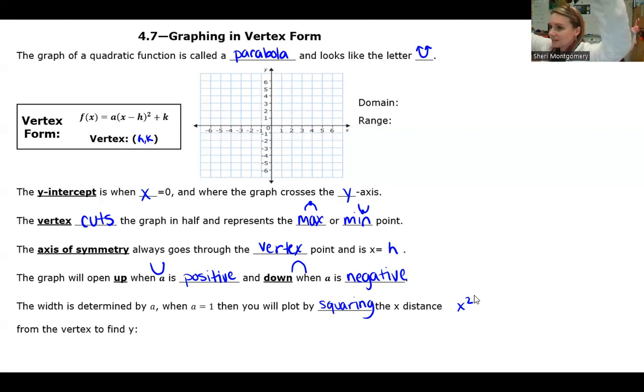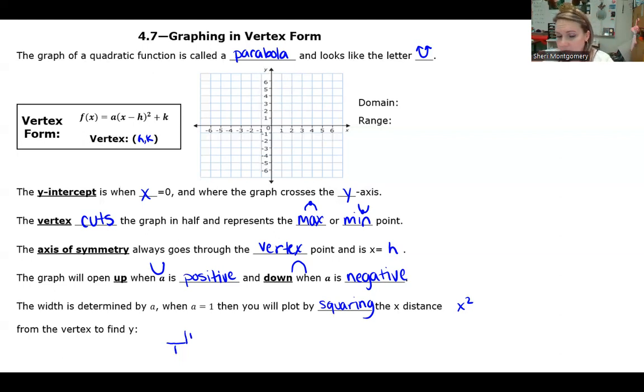When we graph it, we will start with wherever our vertex point is. From your vertex, if you move over a distance of 1, what is 1 squared? What's 1 times 1? 1. So if you move over a distance of 1, you should just go up a distance of 1.